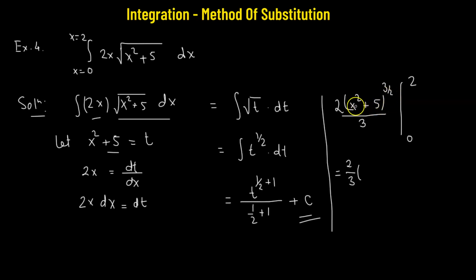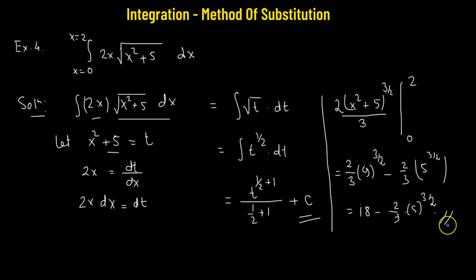All we have to do is replace the value of x with the upper limit. So 2 squared is 4, and 4 plus 5 will be 9. So we have 9 raised to the power of 3 over 2, minus the same function 2 over 3. Now in place of x, we will replace it with 0. So we have 0 plus 5, so this is 5 raised to the power of 3 over 2. The first value will be 18. So we have 18 minus 2/3 times 5 times 5 raised to the power of 3 over 2. So this is going to be our final value for this definite integral.